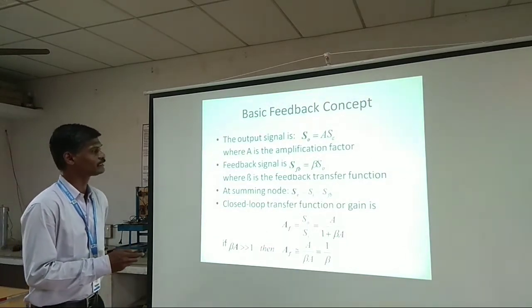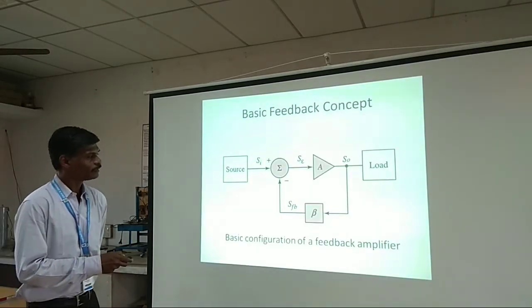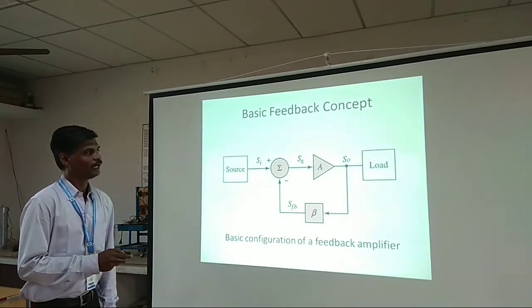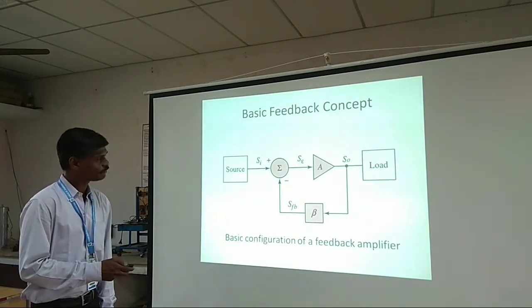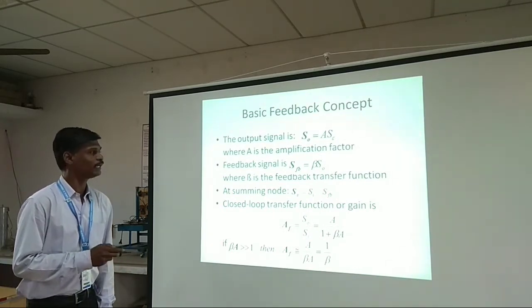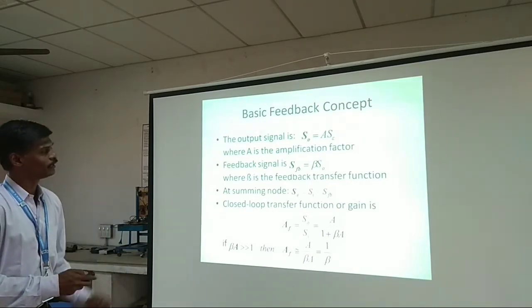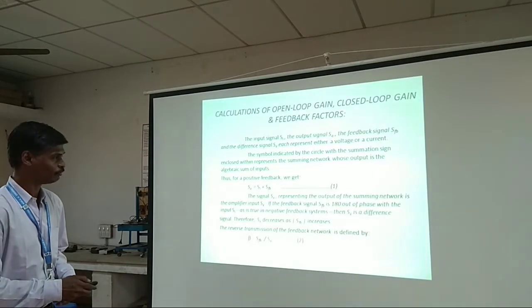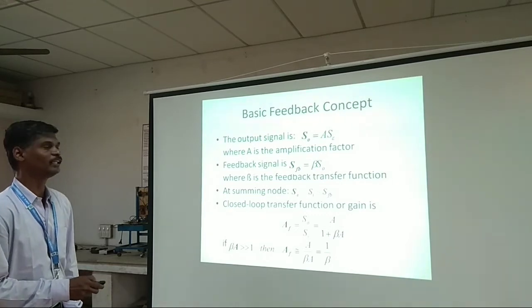Feedback signal SFB is equal to beta into S0, because in the feedback part the SFB is nothing but the output which we get from the feedback, and S0 is nothing but the input which we have given to the feedback. So the gain of this circuit is beta equal to SFB by S0, where beta is nothing but the feedback transfer function. At the summing node, the error difference between the feedback and the input will be found out, and that will be taken as the error signal, and that is given as the input to the amplifier.